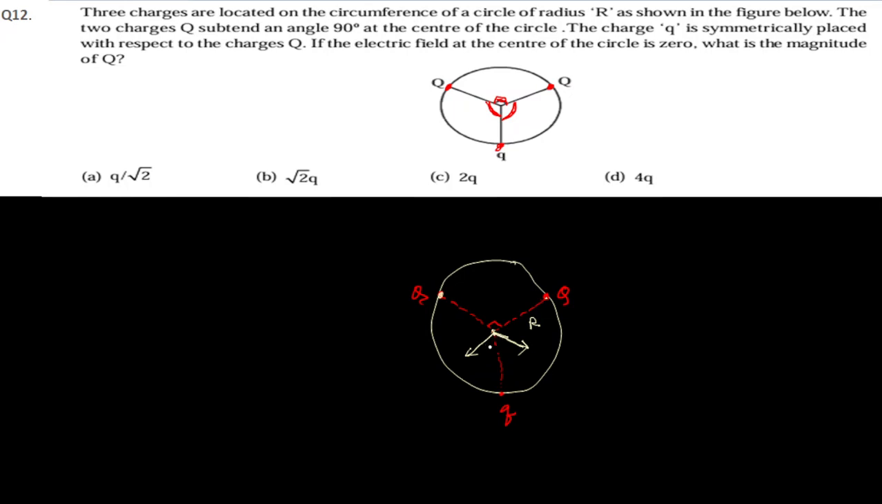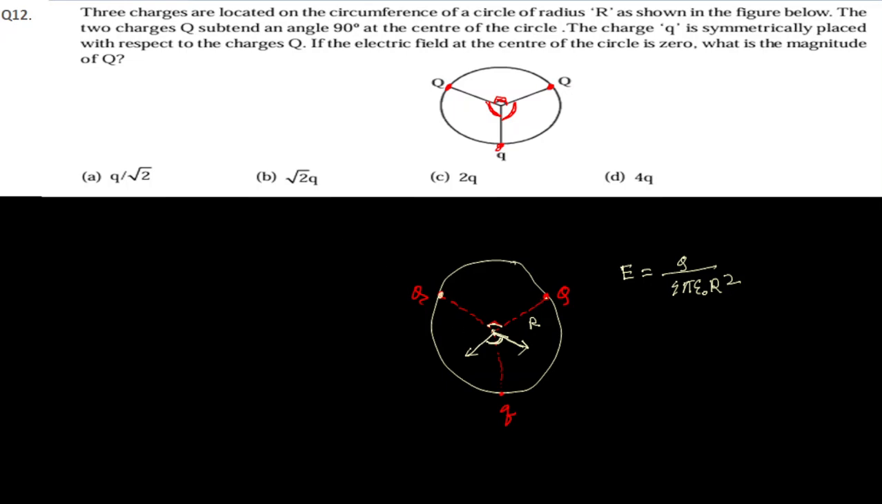And what will be the magnitude of this electric field? Both of the electric fields will be E equals capital Q divided by 4 pi epsilon naught r square. Now, since this angle is 45 degrees, the angle between these two electric fields will also be 45 degrees.